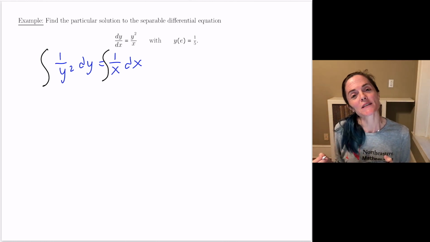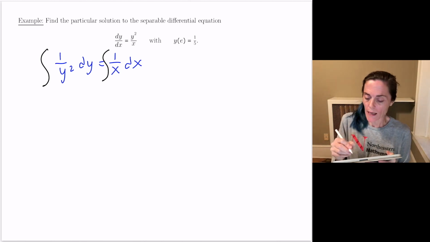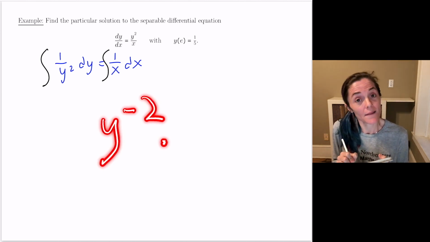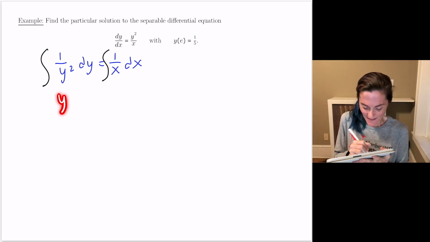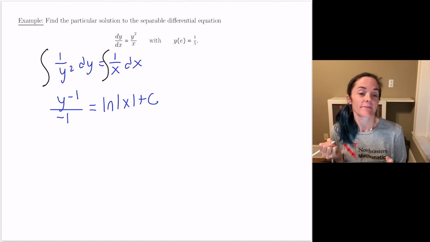When we integrate with respect to y, we do not get a natural log. This will be a power rule because this is what we're integrating, y to the minus 2. So I can add a power, divide by the higher power. This will equal ln, absolute value of x, plus c.